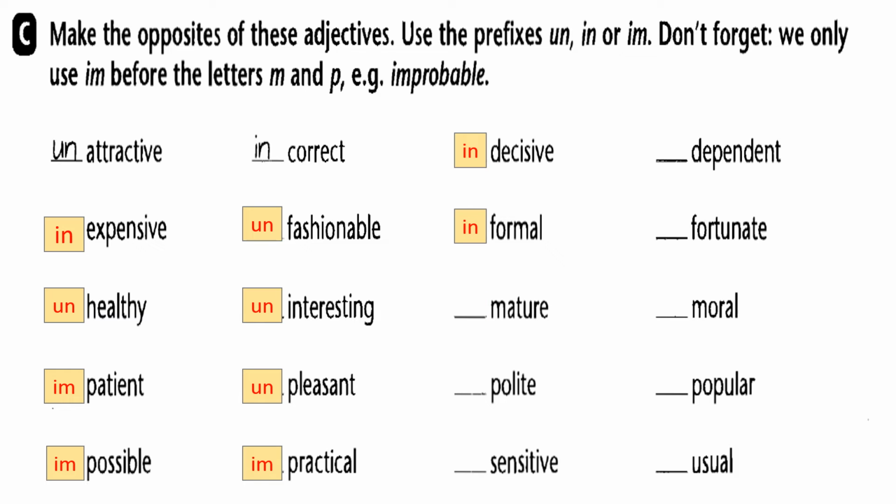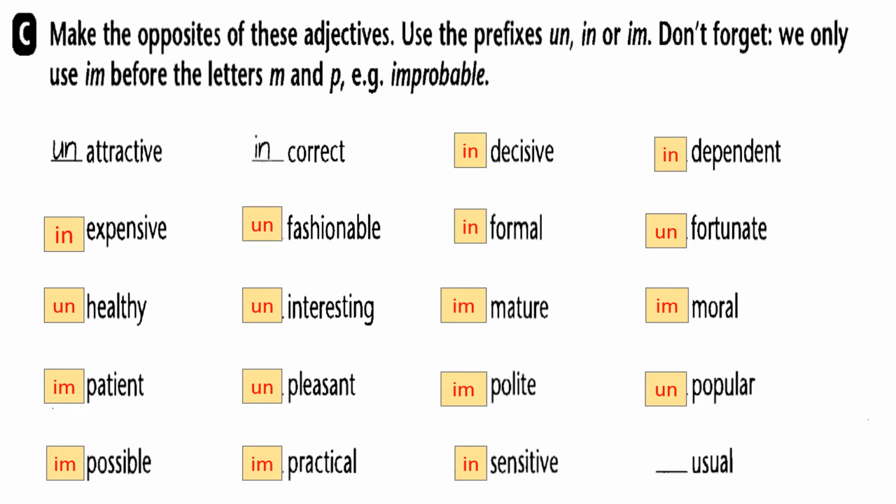Formal. Informal. Mature. Immature. Polite. Impolite. By the way, mature means knowledge. Sensitive. Insensitive. Dependent. Independent. Independent means مستقل. Fortunate. Unfortunate. Moral. Immoral. Moral means أخلاقي أو أخلاق. Moral means, let's say the same as impolite. شخص بدون أخلاق. Popular. Unpopular. Usual. Unusual.